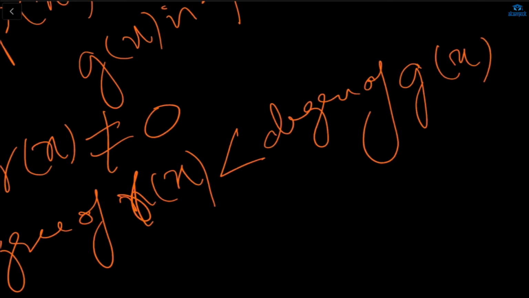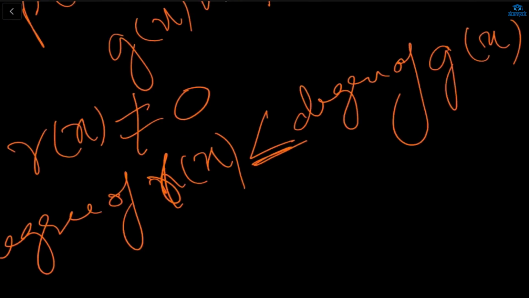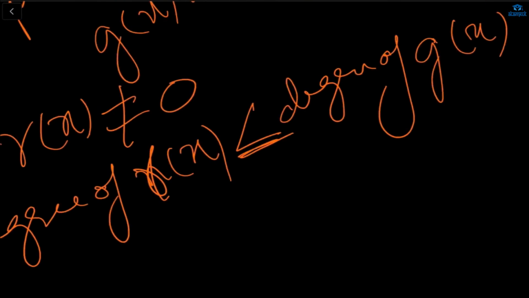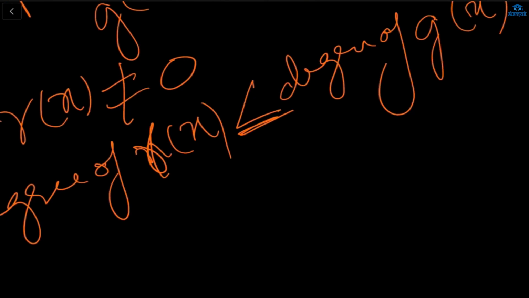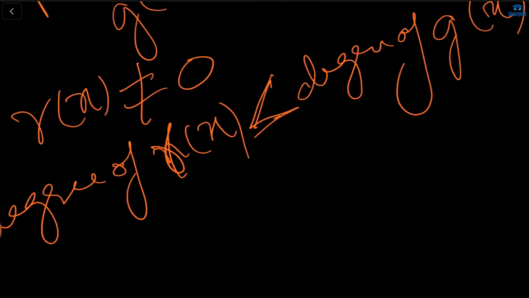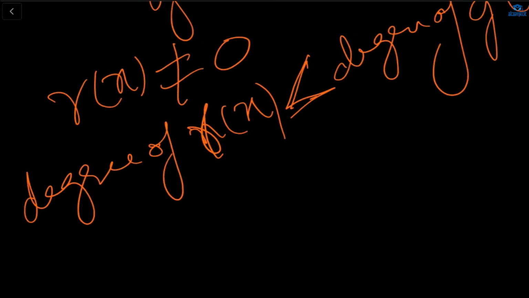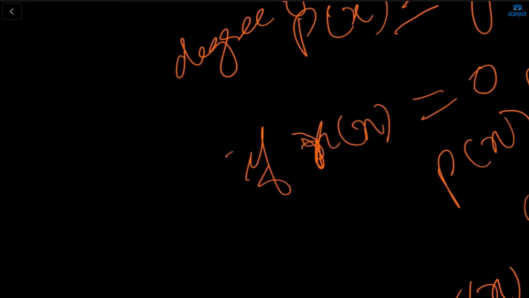Understood this? Understood, ma'am. Okay, the degree of Rx should be less than the degree of Gx. And if it is not there, if the degree of Rx is greater than or equal to the degree of Gx, then you need to divide further. Okay, now it will be very clear when we solve one question.